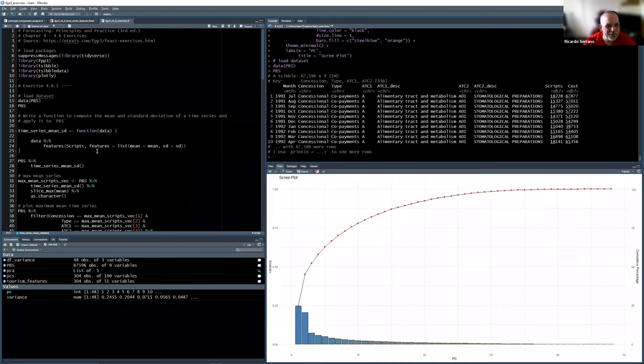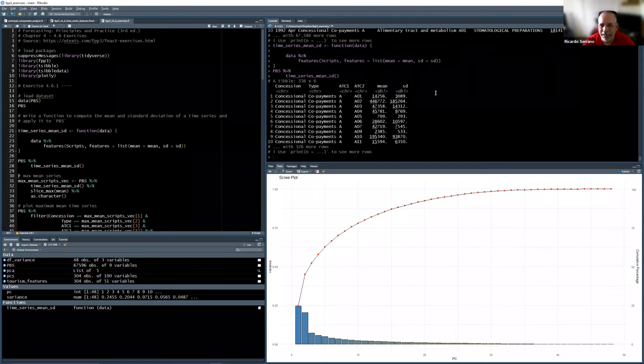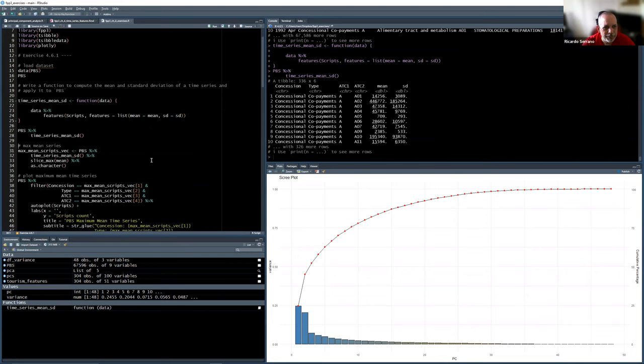Okay, so we're going to compute both of them, and then we're going to apply the function to the data frame PBS, and extract the means and the standard deviation for all of these series. In this case, there are 336 parameters.